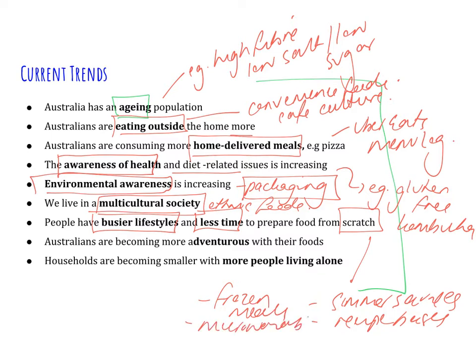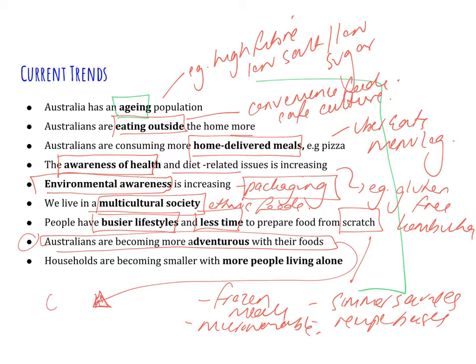They help to meet people's needs in terms of having less time to prepare food. The next point is Australians becoming more adventurous with their foods, which mainly relates to the increase in cooking shows on television, like My Kitchen Rules, MasterChef, etc. On these shows we can see the integration of novel ingredients and different cultures, fusion foods, etc. So when people watch these programs, they're exposed to different ingredients and they're more adventurous in their cooking and also in the foods that they're willing to try.